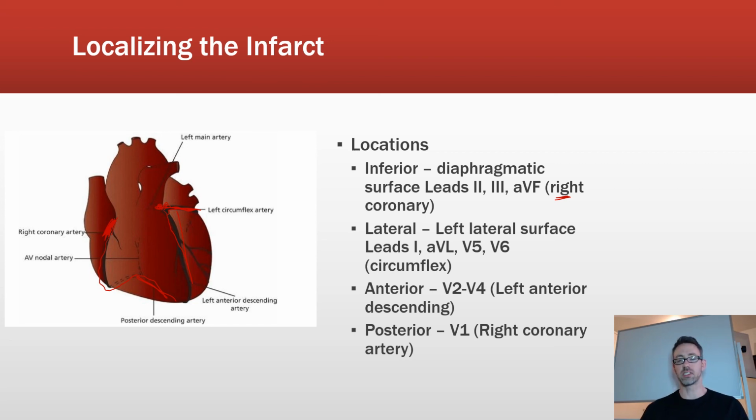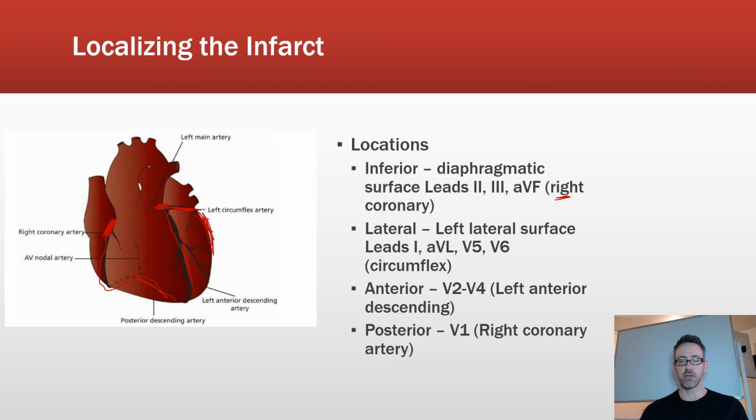Now the lateral leads, 1, AVL, V5, and V6, show the left lateral surface, which correlates pretty well with the left circumflex artery, which you can see over here. So the distribution of blood to that left lateral surface of the heart is provided by the left circumflex.